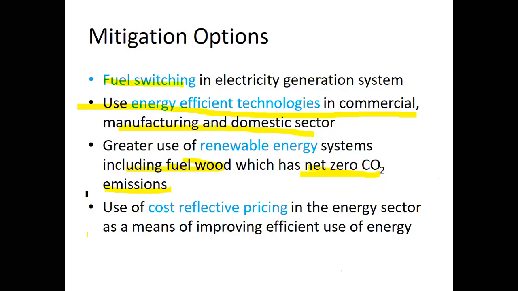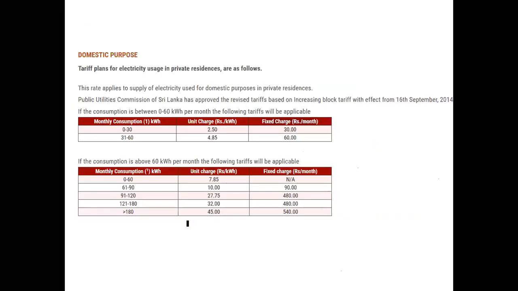Okay. Then the fourth one is use cost reflective pricing in the energy sector as a means of improving efficient use of energy. Let's see whether you are familiar with this one.